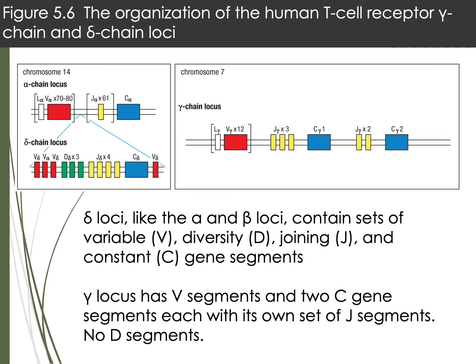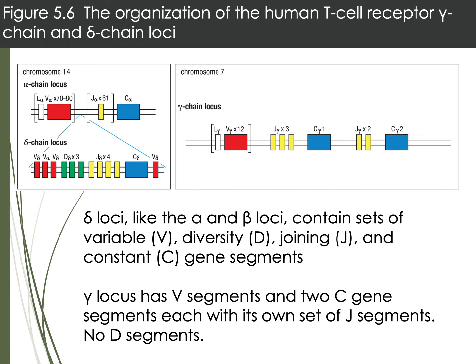So this is showing you the gene segments for the alpha, delta, and gamma. It would be nice if they put in beta also in this figure, but they didn't. But for delta, alpha, and beta, they have variable, diversity, joining, and constant segments. For gamma, they do not have the diversity segments.